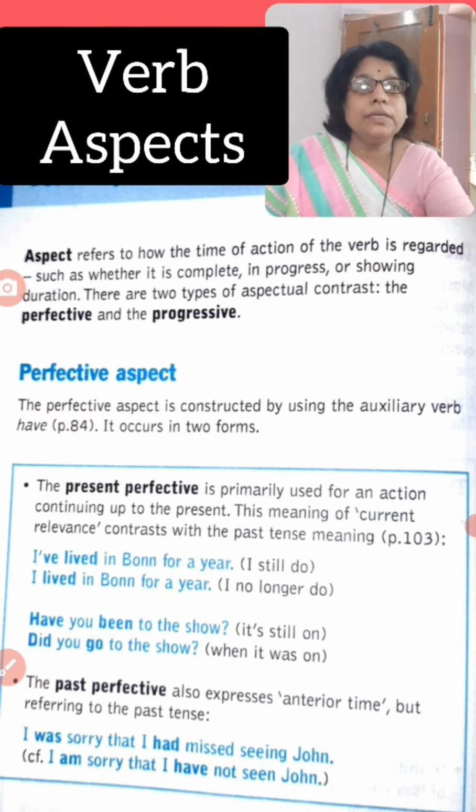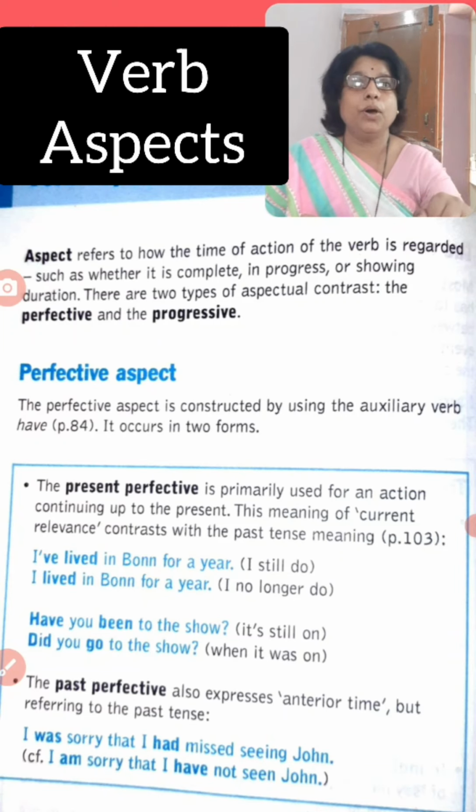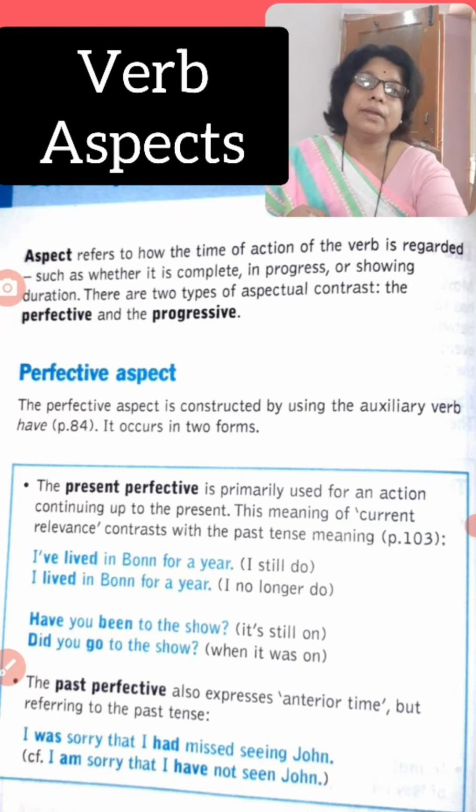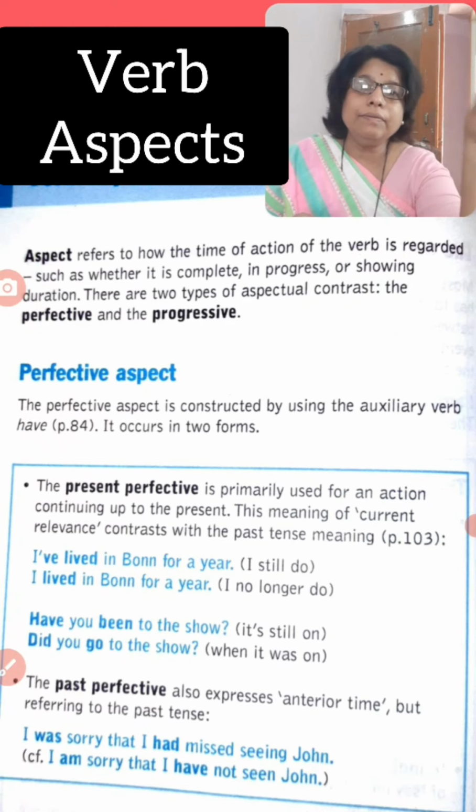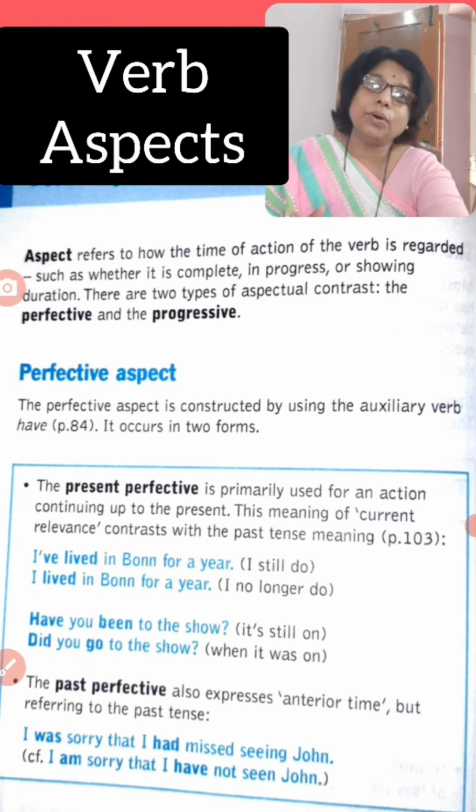I have lived in Bonn for a year. In bracket, the meaning is given. It means I still live in Bonn. Then the next sentence, I lived in Bonn for a year. So it is past tense. Lived in Bonn for a year. That means the action is over, completed, finished in the past. I no longer live in Bonn.